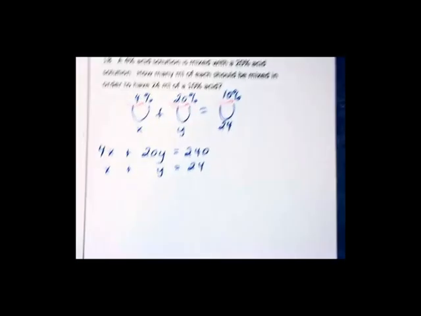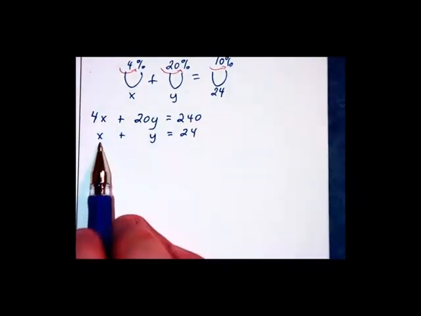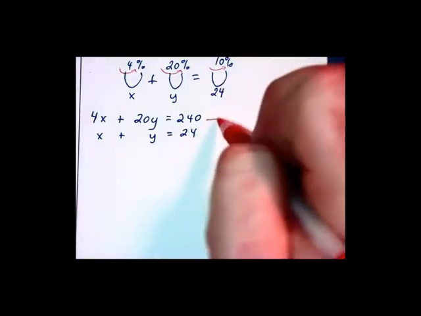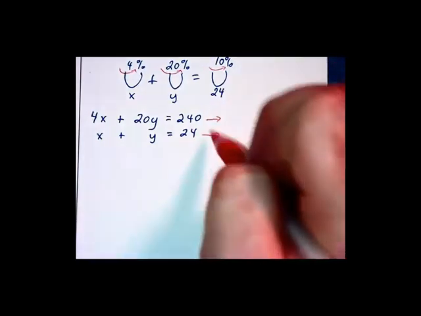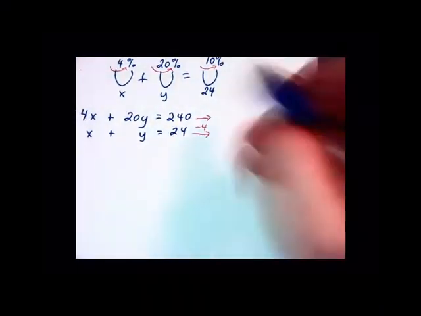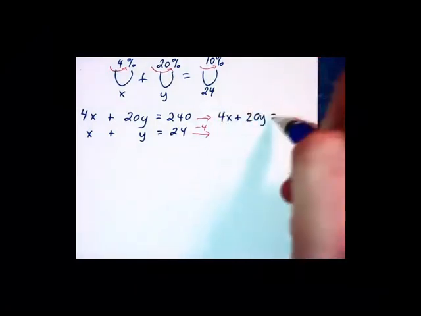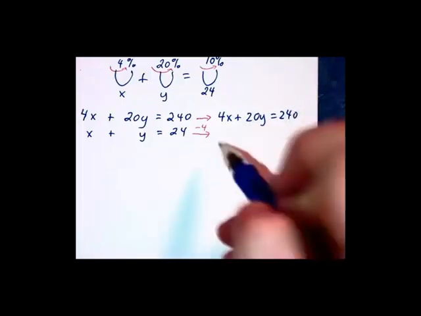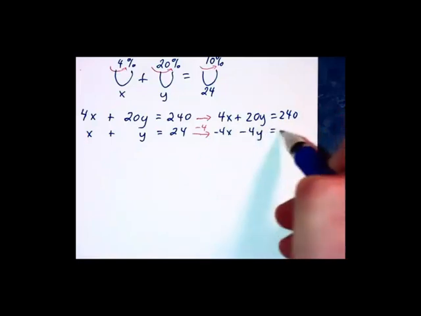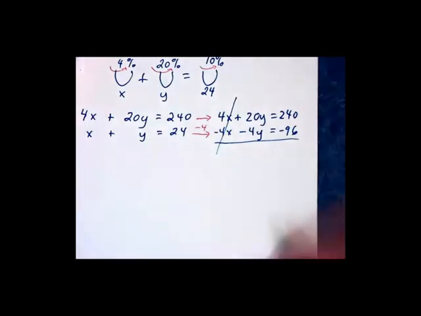This one looks like it's perfectly set up for us to do the elimination method. I'm going to eliminate the x's, creating a minus 4x on the start of the second equation. So I'm going to slide that top equation over. The bottom one I'm going to multiply through by negative 4. And I think I can fit this in here on the next right across. So 4x plus 20y equals 240. And multiplying by negative 4, negative 4x minus 4y equals negative 96. We designed it so those x's would cancel out.